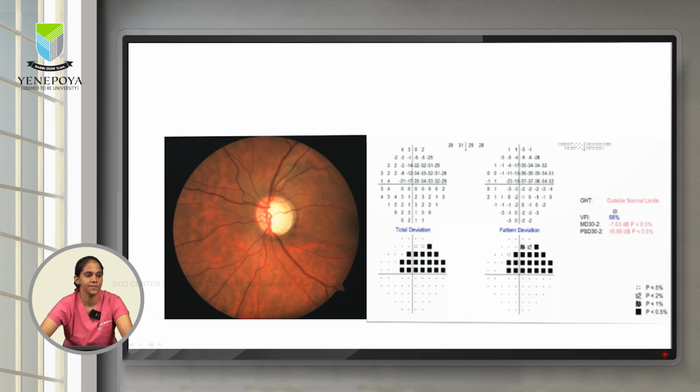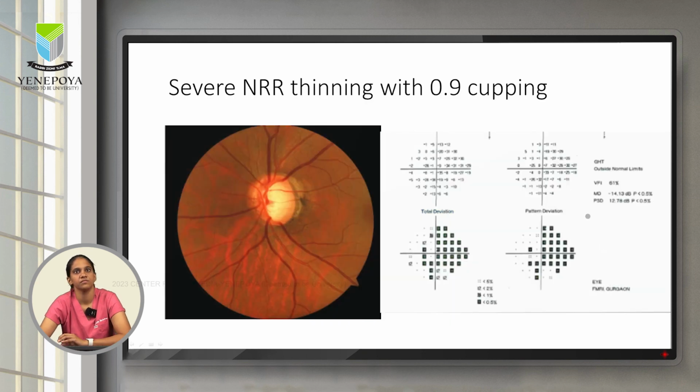Next, if you look at this, there is a superior arcuate scotoma involving almost the entire hemifield. GHT is outside normal limits, p less than 0.5 for both mean deviation and pattern standard deviation. Next, there is severe neuroretinal rim thinning, there is barely any rim, 0.9 cupping is there. And you see a corresponding very bad field defect in this. Anderson's criteria is fulfilled, outside normal limits, mean deviation p less than 0.5.